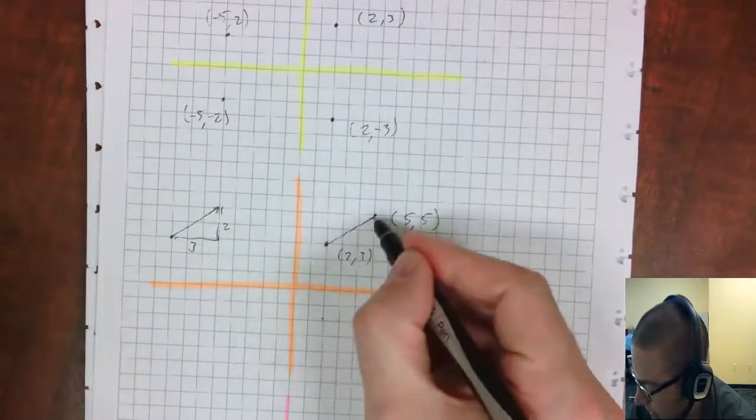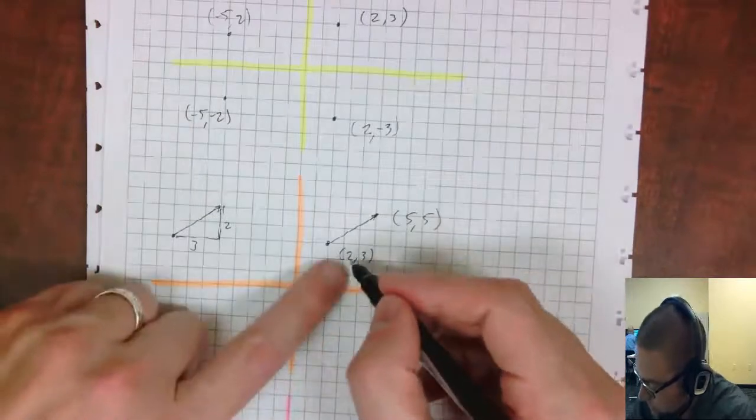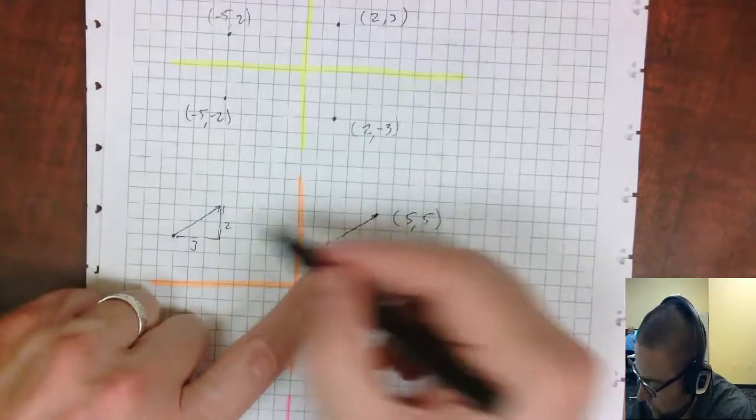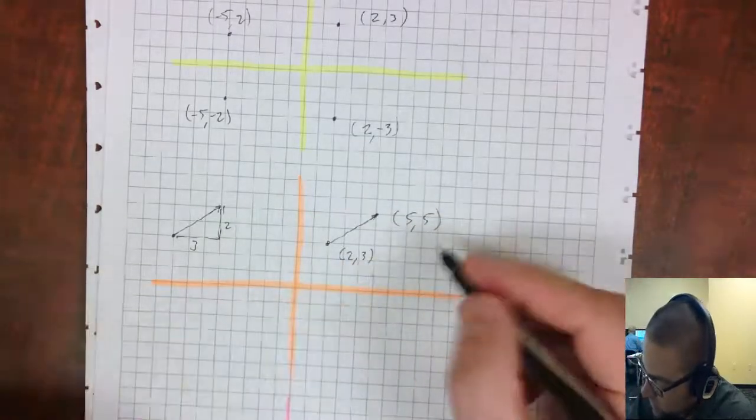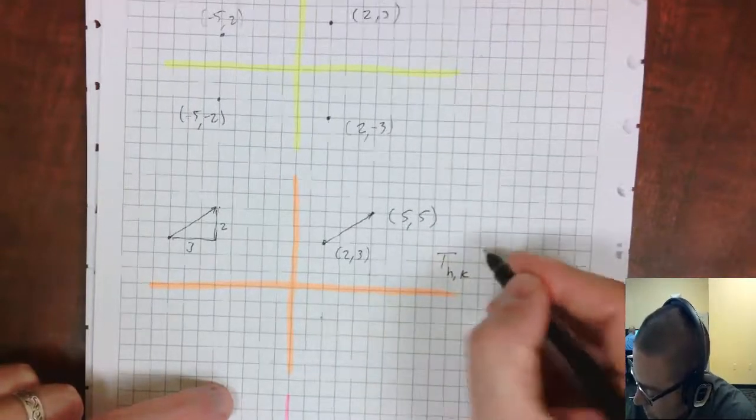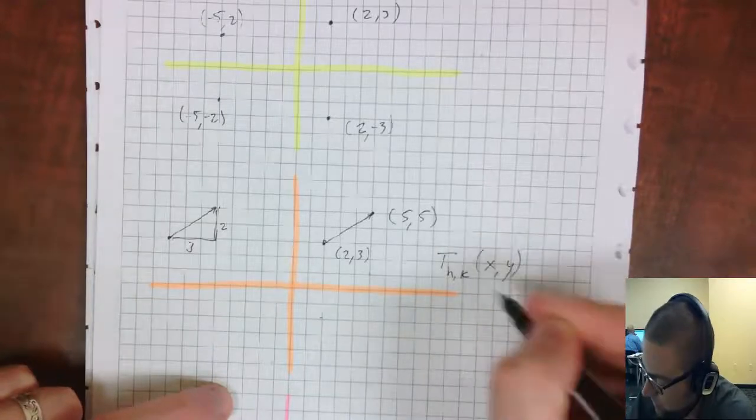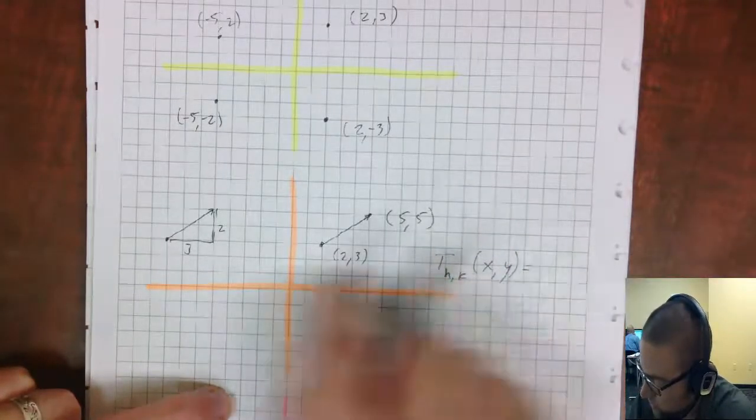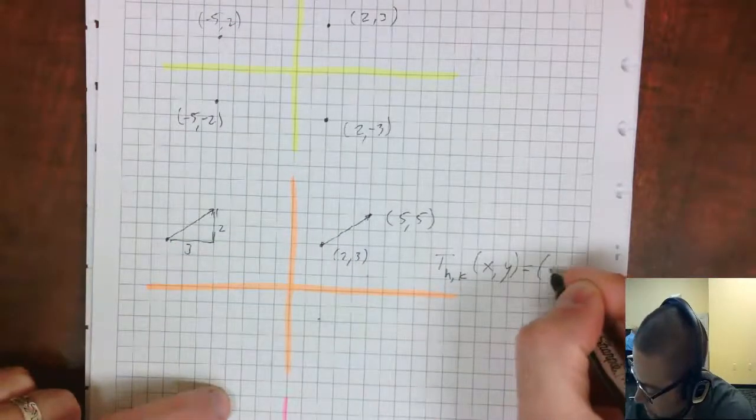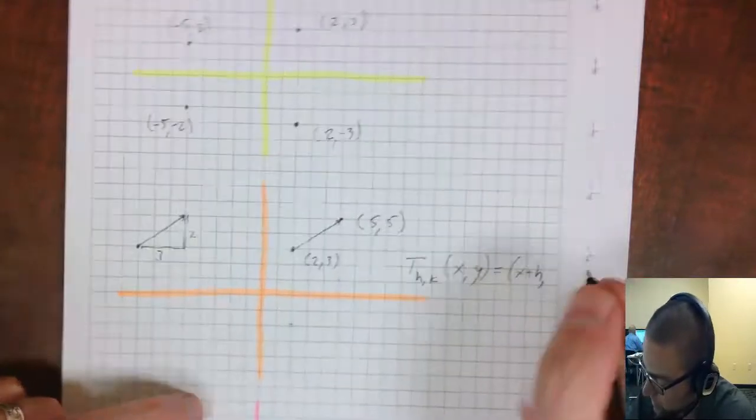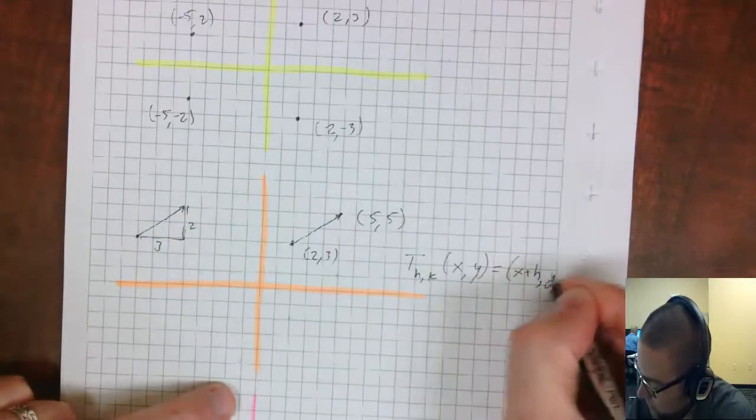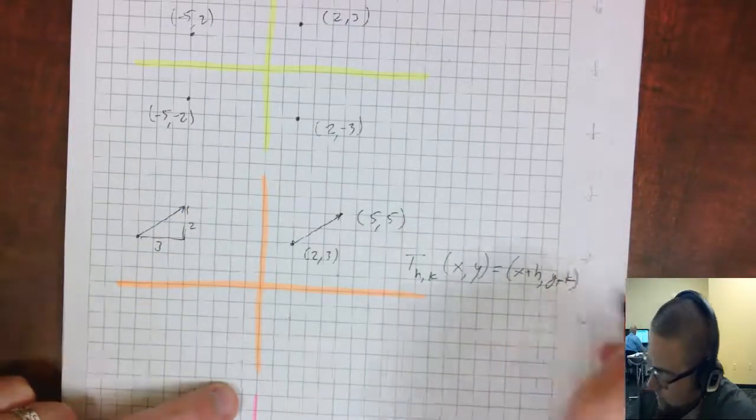Okay, so in general, how does it change? Well, what I did was I just added 3 to my x value, right? I went from 2 to 5, and I added 2 to my y value, right? So this is T sub H and K. If I start with an x, y coordinate, what I do is I just add on my translation vector in the x direction. So it's x plus h, comma, and then whatever my translation in y is, I'm going to add on to my y value, so y plus k.